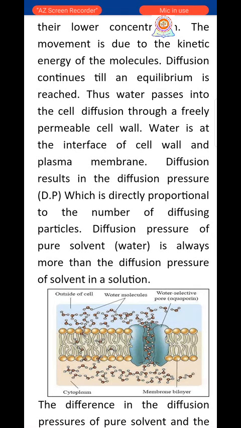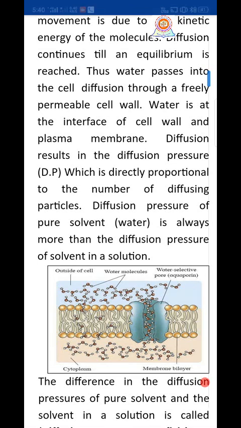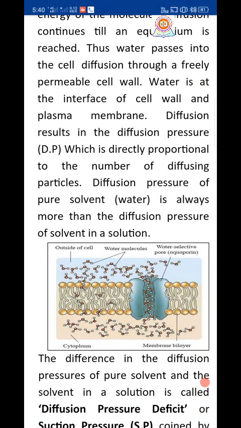The water molecules that diffuse into the root hairs are stored in between the cell wall and cell membrane. That results in diffusion pressure, DP in short form, which is directly proportional to the number of diffusing particles. The diffusion pressure of a pure solvent, that is water, is always more than the diffusion pressure of the solvent in the solution.